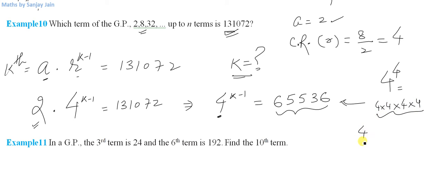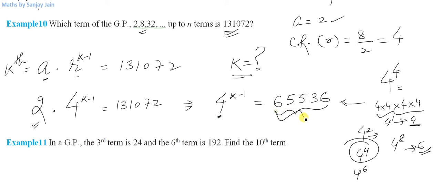If you see, the even powers of 4 end with 6. And what about odd powers? Odd powers end with 4. What I mean is, the last digit of this number is 6. So this number here has to be some even power of 4. Okay, so you check just the even powers.